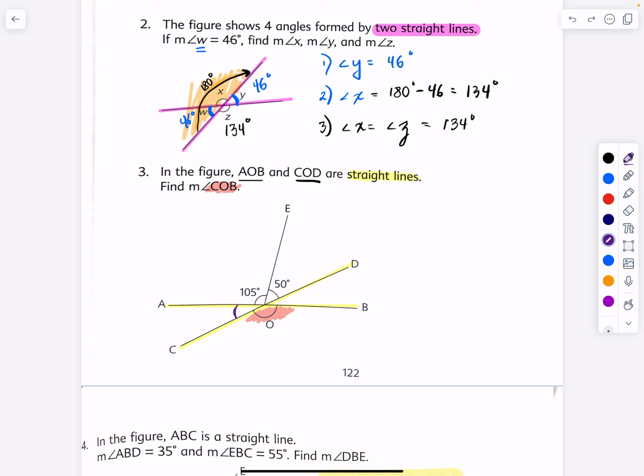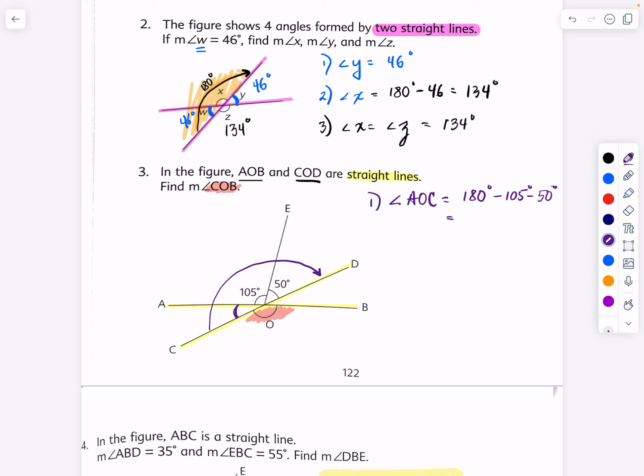Let's consider this angle AOC. So step one, let's find angle AOC. AOC is one of the angles on a straight line, right? I hope we see this, that these three angles are in a straight line. So we can find AOC by saying 180 minus 105 and minus 50.